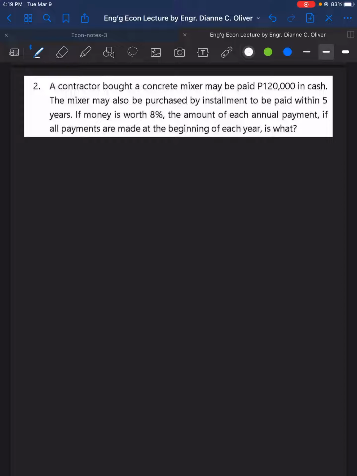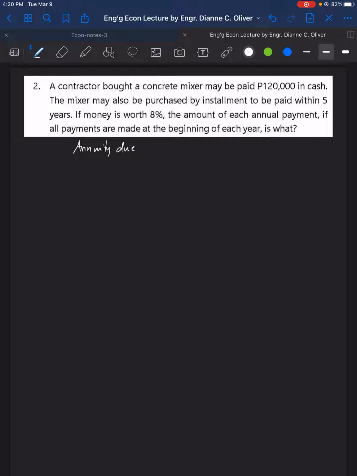The money is worth 8%. The amount of each annual payment, if all payments are made at the beginning of each year, so at the beginning of each year, this is an example of an annuity due. It is asking for the annual payment.